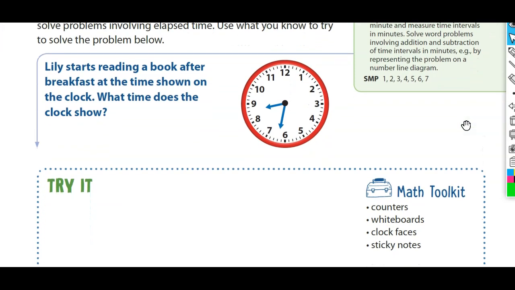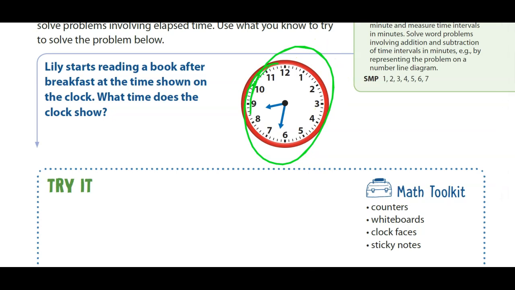Okay, the problem. 1, 2, 3. Together. Lily starts reading a book after breakfast at the time shown on the clock. What time does the clock show? Okay, so what am I going to use? Yeah, the clock right here. The clock that she has. I'm going to use that.